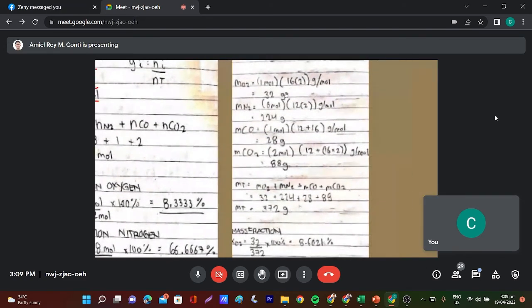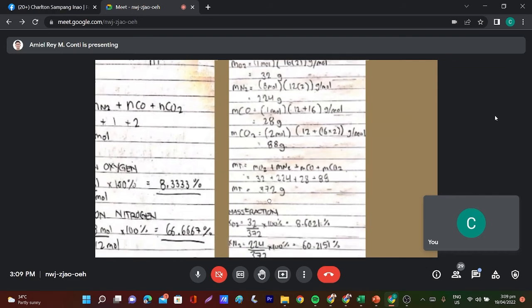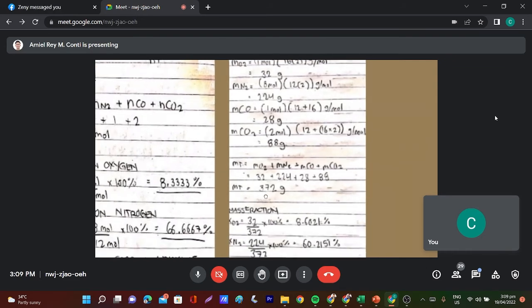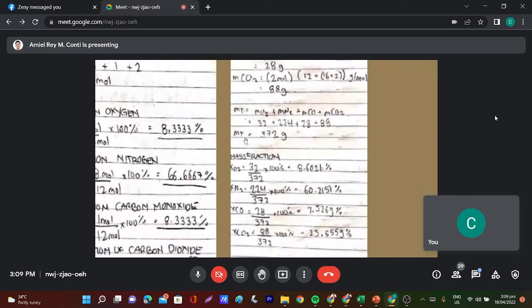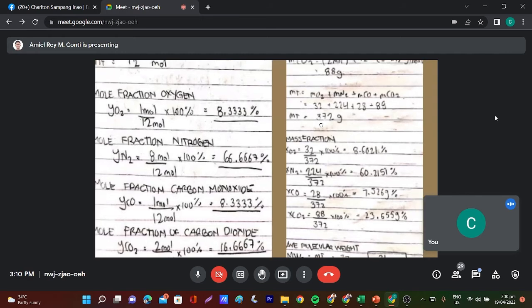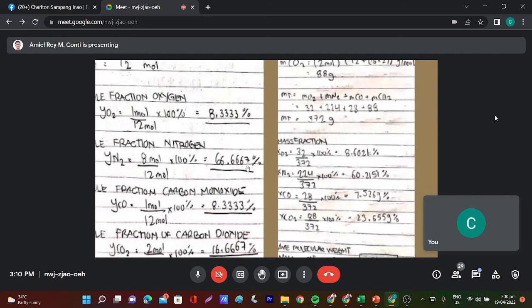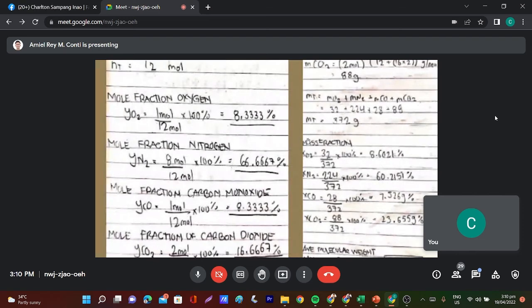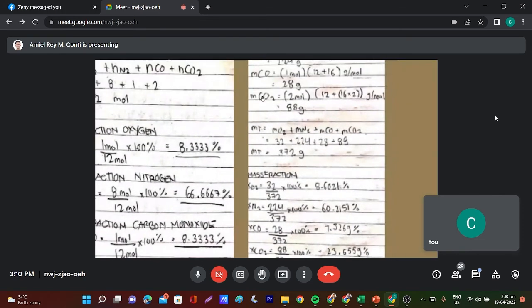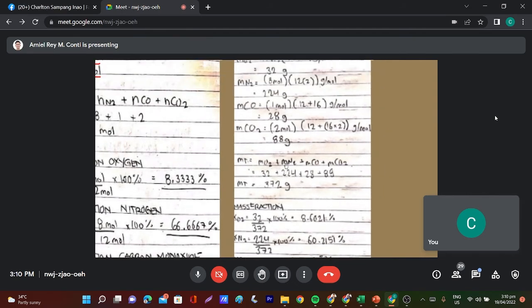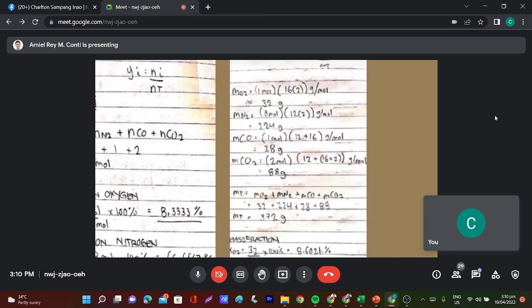Then, after we get all of these, the 32, 224, 28, and 88 grams, we get the total of them, 372 grams. Then after getting the total, we get the mass fraction, similar to the mole fraction. In this case, the mass of each element divided by the total mass, times 100%, to find the mass fraction of each element relative to the whole.